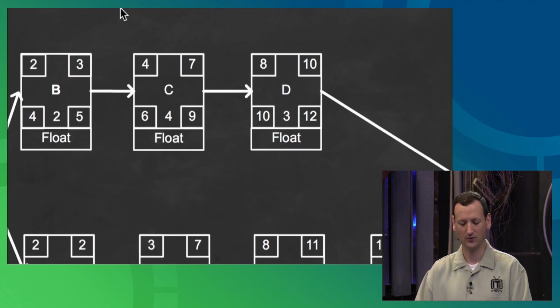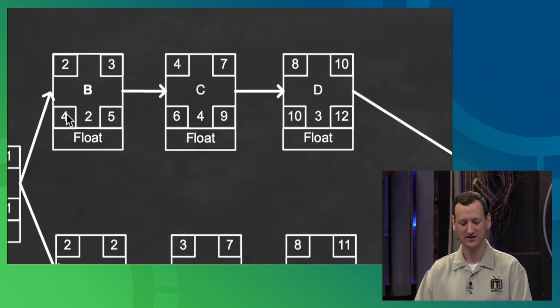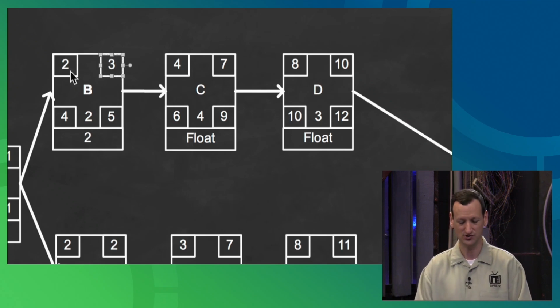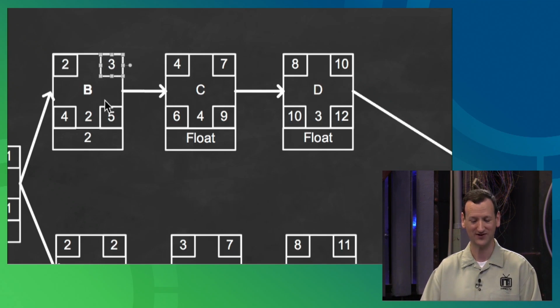Up here, though, are where the numbers are different, okay? So if I take my late start and I subtract my early start, 4 minus 2, that's 2, right? So I've got 2 float, right? I could have done my late finish minus my early finish, 5 minus 3, and I would have gotten 2. You get the same value. That's why it doesn't matter which one you use. Assuming you filled these squares in right, you should get the same value.